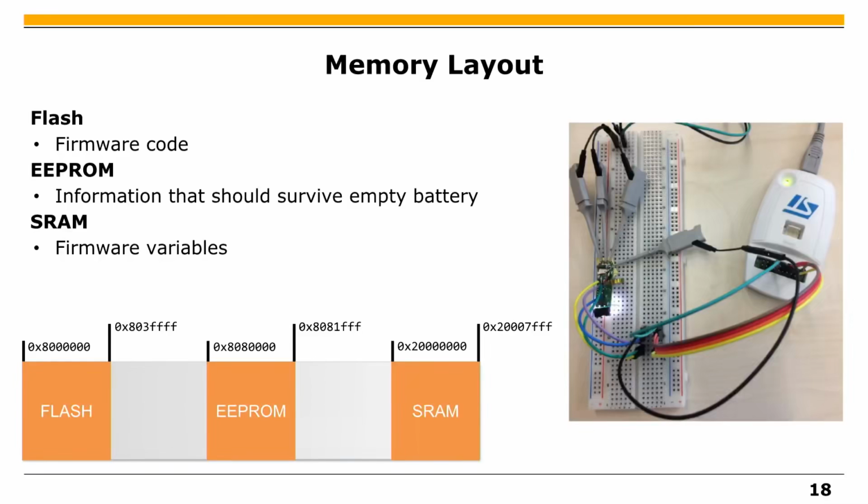And yeah, the firmware consists of mainly 3 parts: a flash, an EEPROM, and an SRAM. The flash contains the firmware code, of course, and the EEPROM is used to store values which should survive an empty battery. And the SRAM is used for the firmware variables.